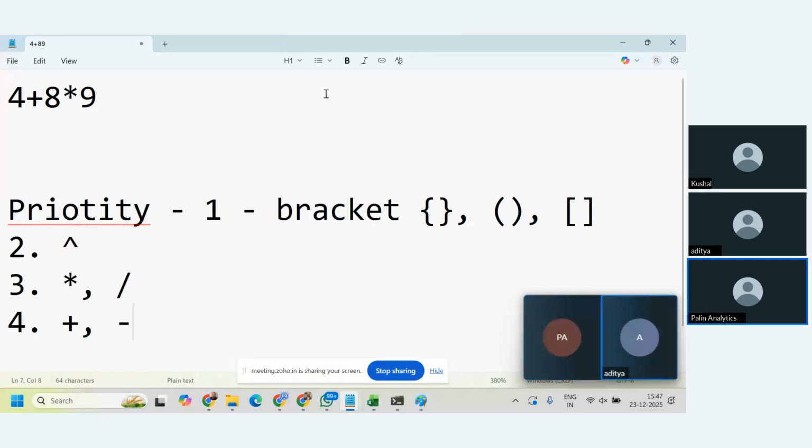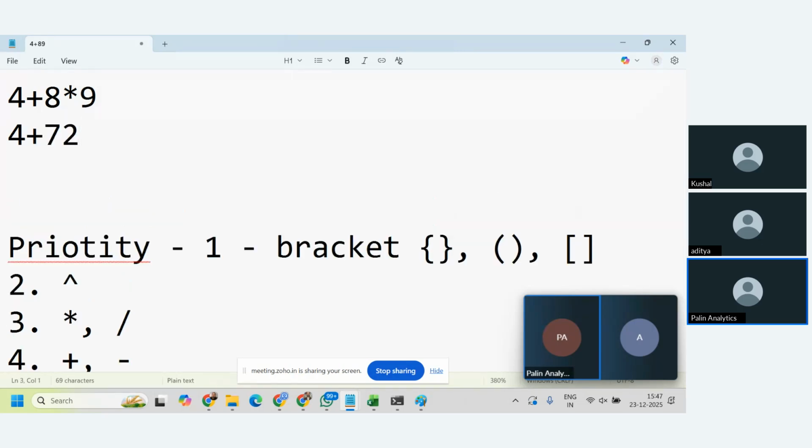So now when an equation like this comes, what will happen? First of all, these two will be executed: 8 into 9 will be executed, so 8 into 9 is 72. And then at the third step, these two will be added and this will be the output. So this is how we do these calculations. Now, how does the system do this calculation? The system calculates this using either prefix or postfix.